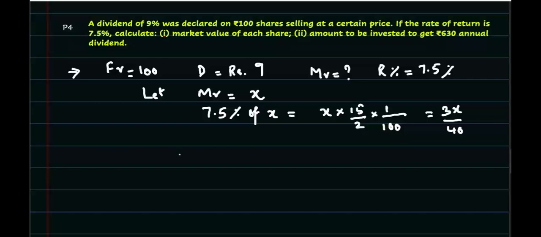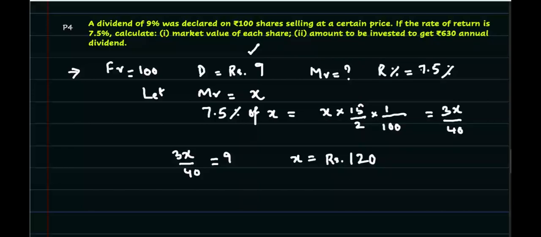So now 3x by 40 is how much? 9, right? 7.5% of X means the same amount you will get, 9 rupees as the dividend for one share. Got it? So 7.5% of X is also 9 and 9% of 100 is also 9. This is a common fact, so that's why you can compare it. 3x by 40 is equal to 9. If you solve it for X, you will get X value as 120 rupees. So the market value is 120 rupees, and 7.5% of 120 is 9 rupees. Okay, got it? Understood. So here market value is 120.